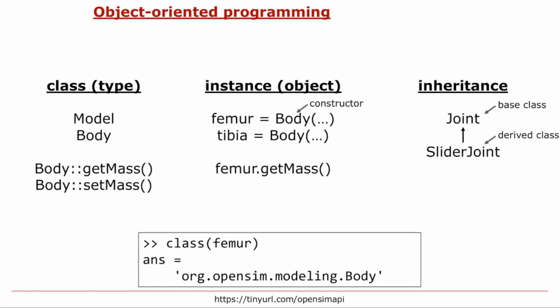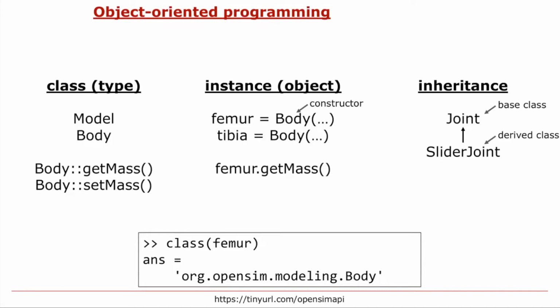You cannot use a class directly, however. You need to first create an instance or object of that class. For example, OpenSim models contain many instances of the body class, such as femur and tibia. You create an instance of a class with a special function called a constructor, which looks like using the name of the class as a function with parentheses. Once you have an instance of a class, you can then invoke functions on that class, like femur.getMass.